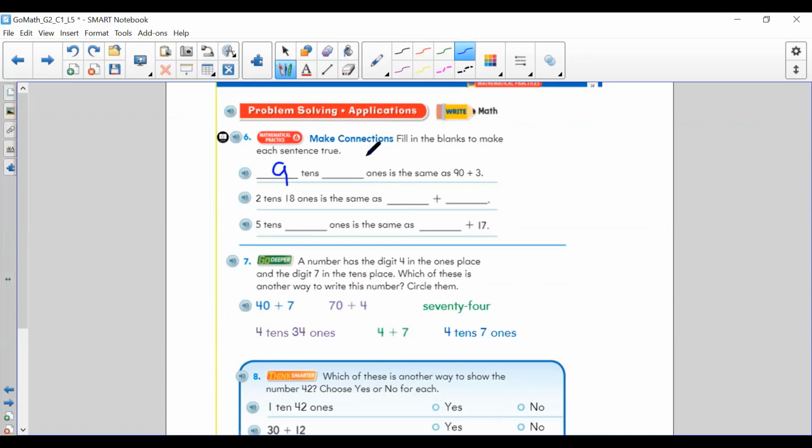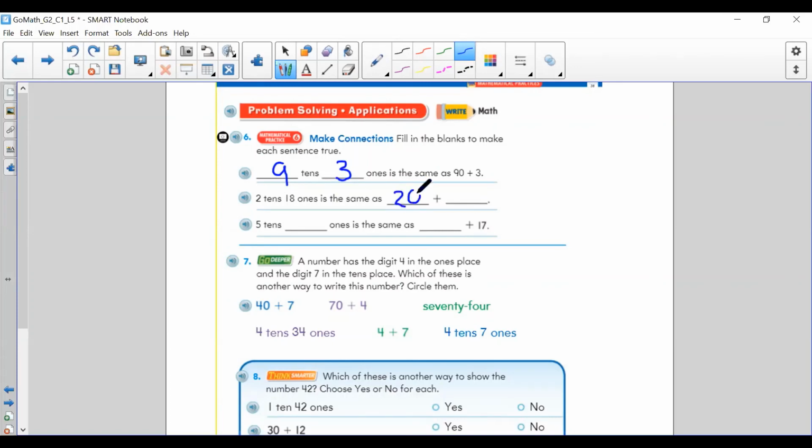And 3 is 3. So there we go. Now 2 tens and 18 ones is the same as blank plus blank. Let's count by 10s. Can you count 2 tens? 10, 20. Okay, so we'll say 20 for the 2 tens.